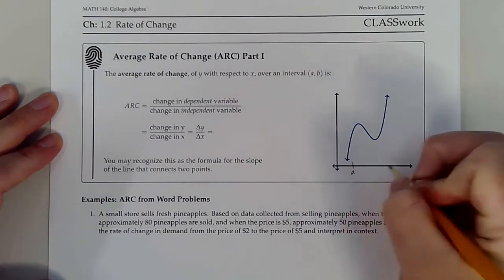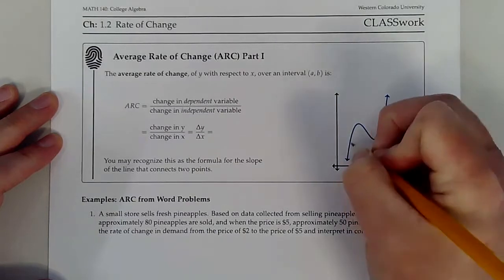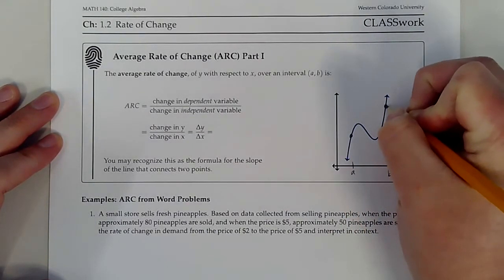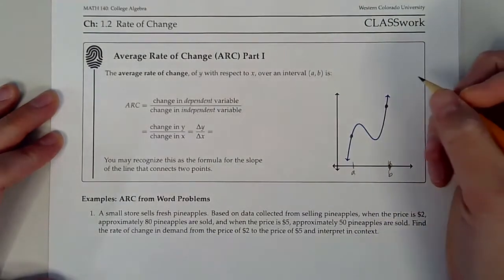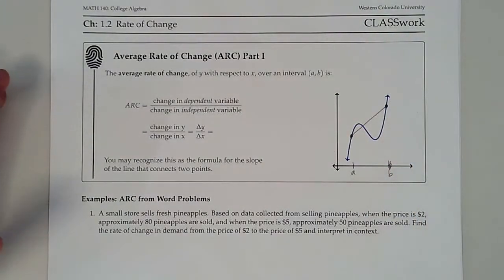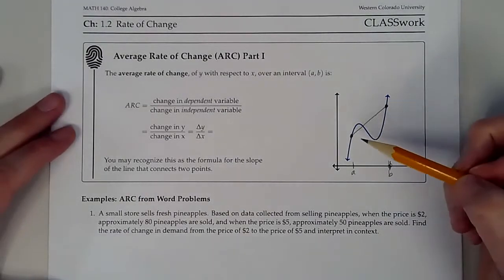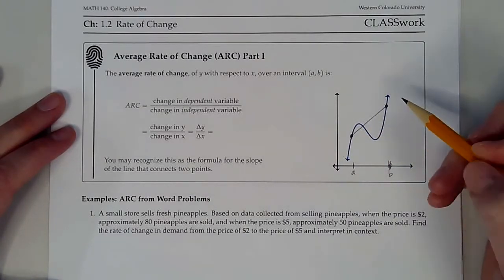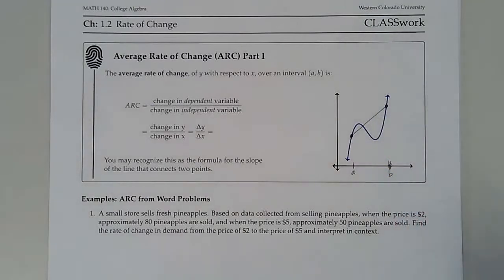If I put an A and a B on this graph, here is my point for A, and here's my point for B. The average rate of change is represented by this line here. It isn't about looking at a single moment in time, but an average showing the difference in y from the starting point to the ending point. It could do a lot of different things in between, but if we're looking at the average rate of change, all we care about is that start and stop.